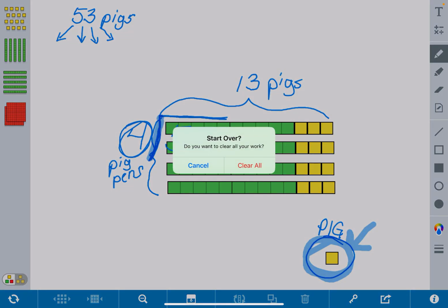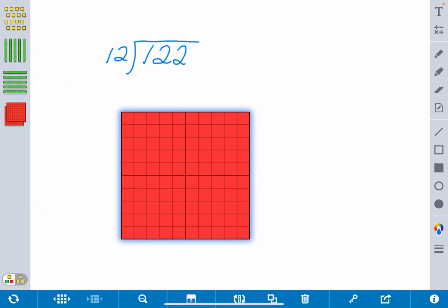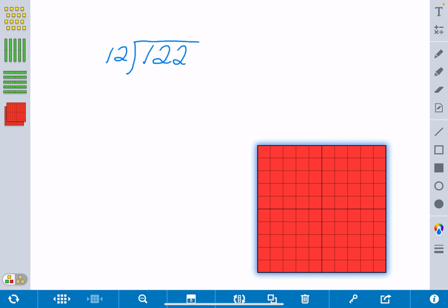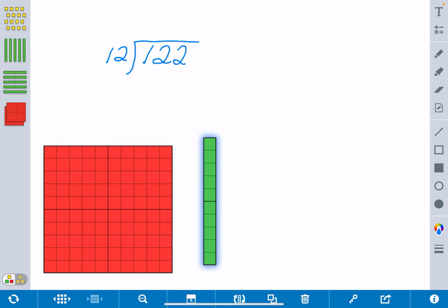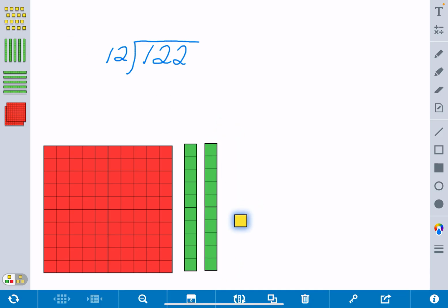Well, let's try another one. Okay, what if, and I'm not going to tell a story with this one, what if I wanted to divide 122 divided into 12 equal groups? Well, I would first create my 122. Here's my 100. I'll put it over here. And here's 20. And here is 2. Now remember, I want to split this into 12 equal groups.